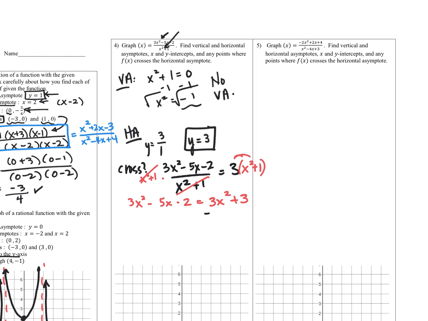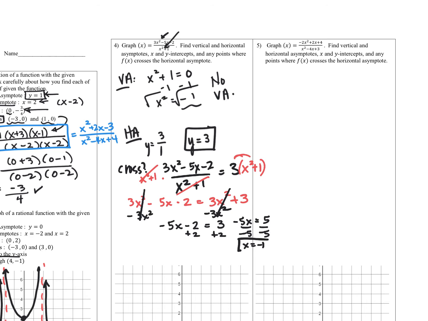Now I see an x squared in there. It makes me want to make this equal to 0 to try and solve either by factoring or quadratic formula. But when I move the x squared over, it actually cancels out the x squareds. So all I have left is an x. And so I can just solve this. It's just a regular linear equation. Add 2 over, so it looks like negative 5x equals 5. Divide by negative 5. X equals negative 1.